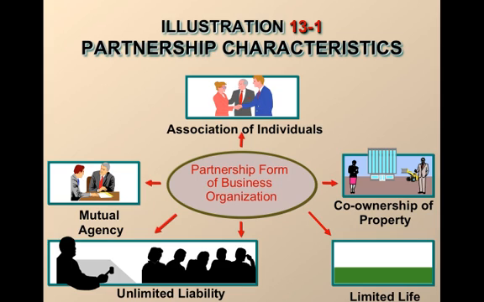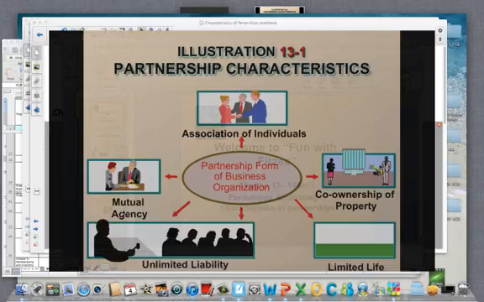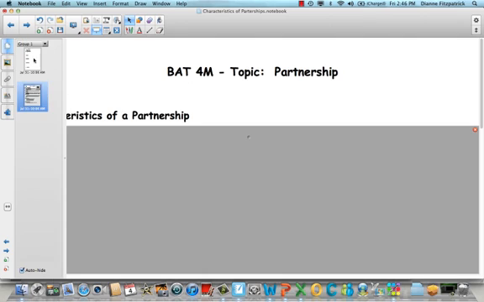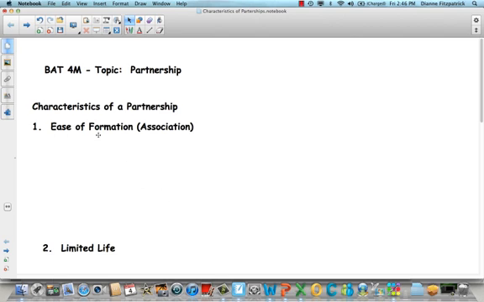Some of these things here, like association of individuals, co-ownership of property, limited liability, unlimited liability, mutual agency, are some of the terms I'm going to expect you to know. So if you open up the worksheet that looks like this, then you can follow along here with me.